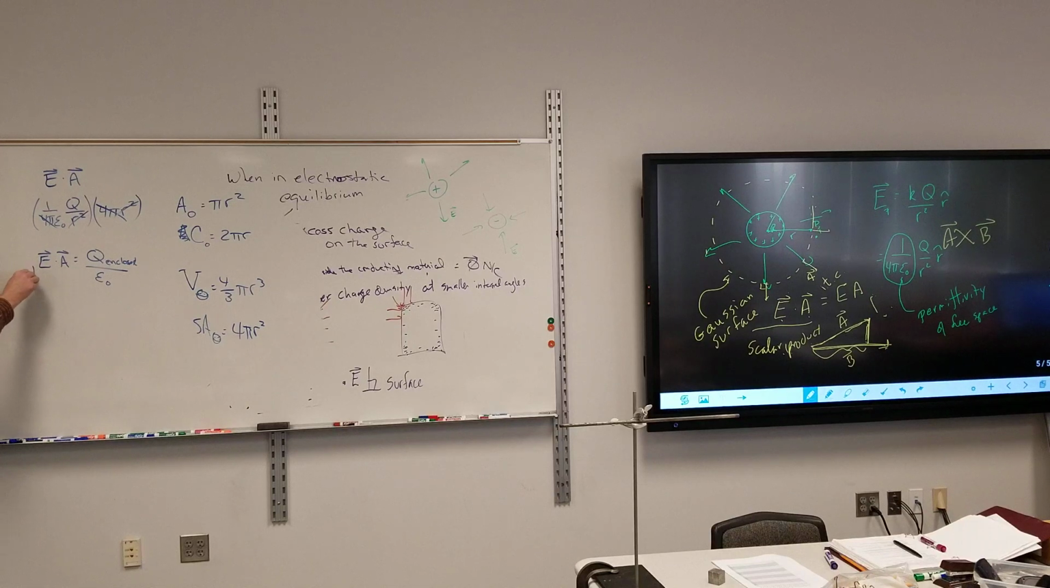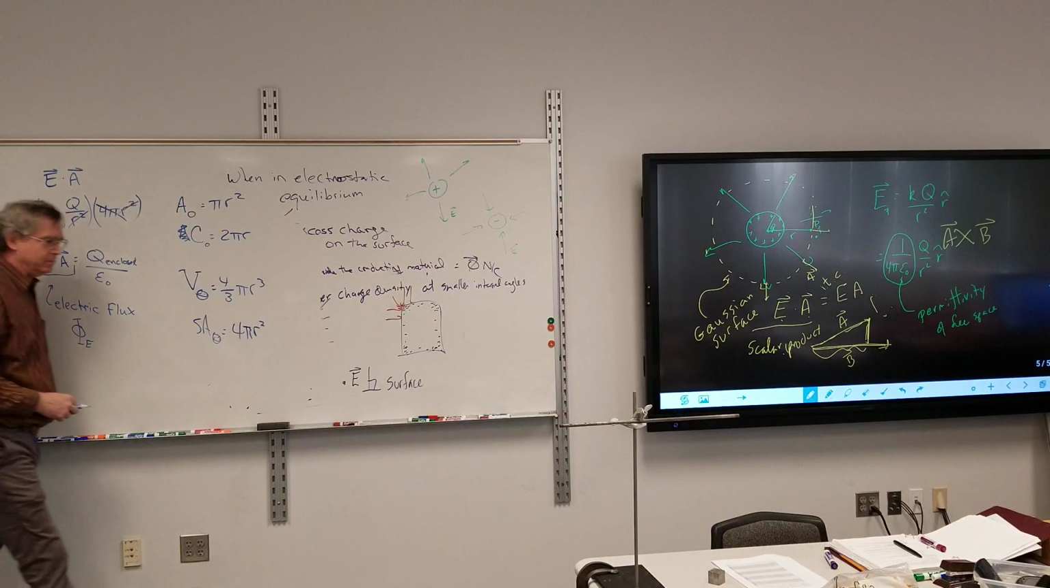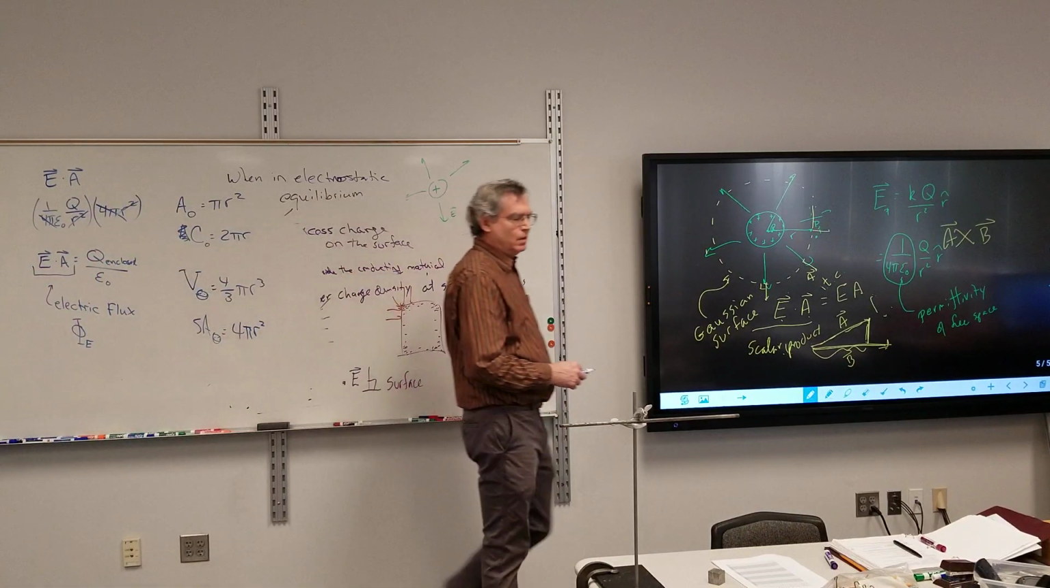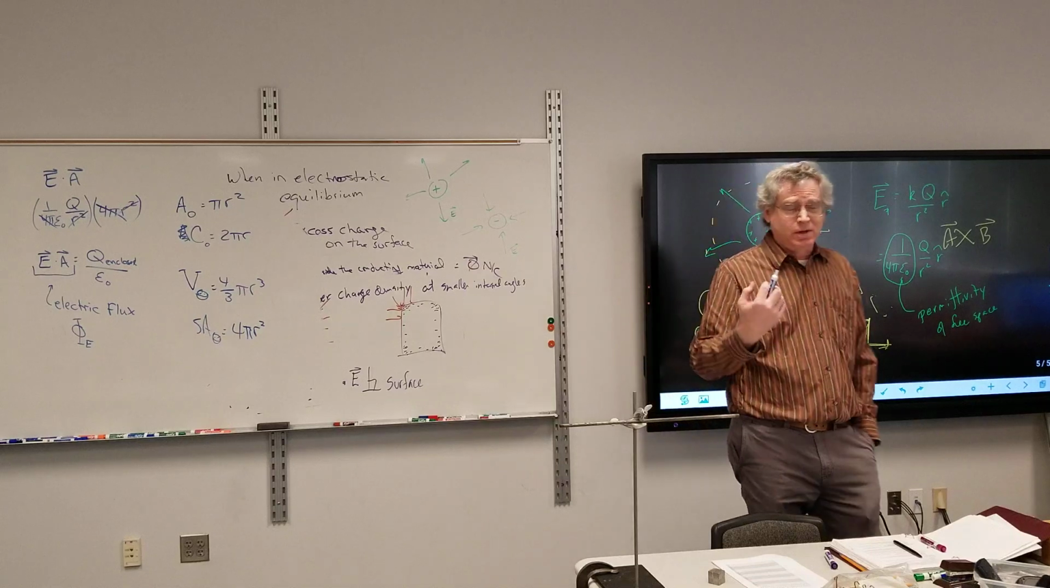Now this electric field times the area vector, you can't just let that go without calling it something else. This is known as the electric flux. Symbol for electric flux: capital Phi, subscript E, to differentiate it from the magnetic flux, because that of course exists too.